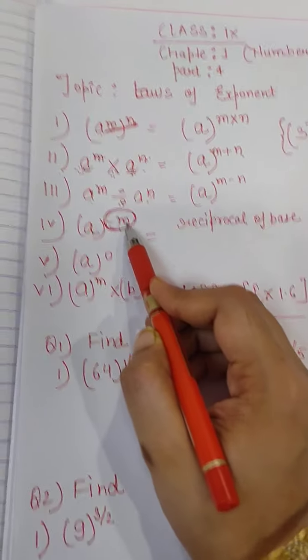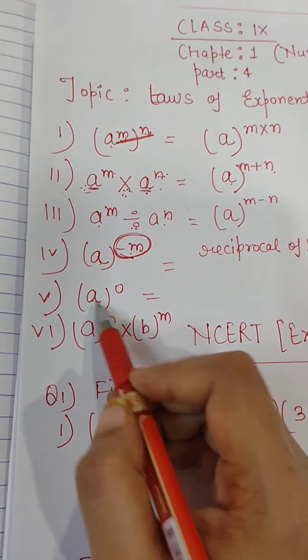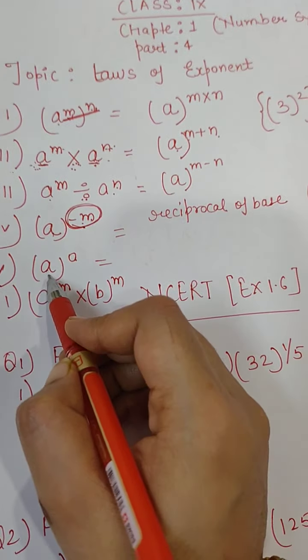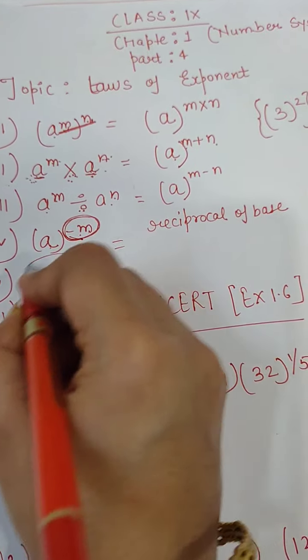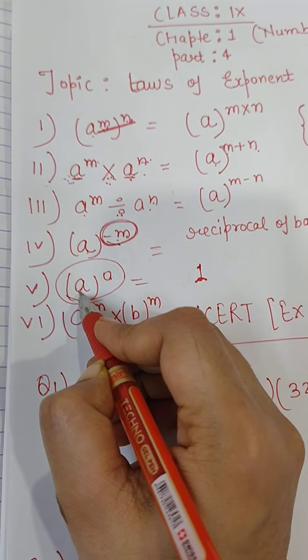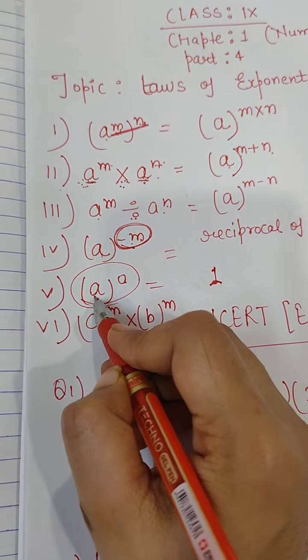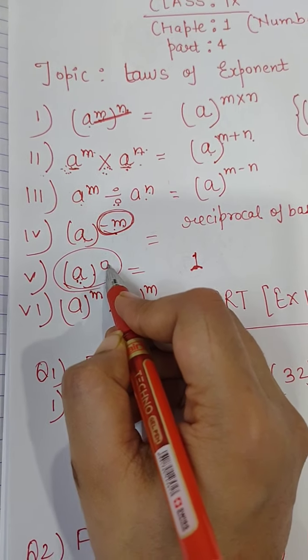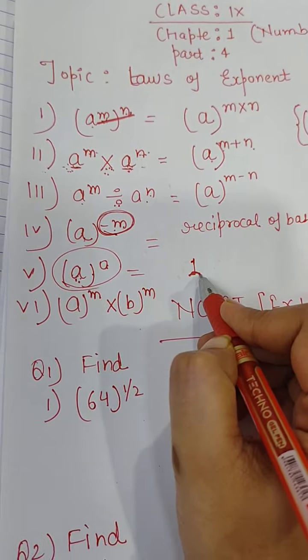Clear? Now next is when we have 0 as the power of any number, then the answer of the whole expression will be 1. Here in place of a there can be any number, rational number, whole number, integer, any kind of number, and if the power is 0, the answer will be 1.